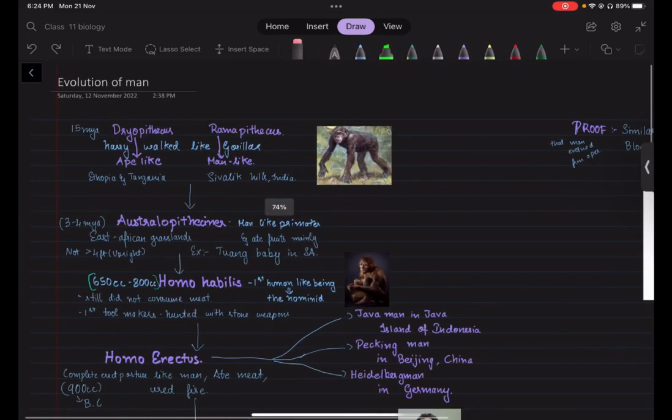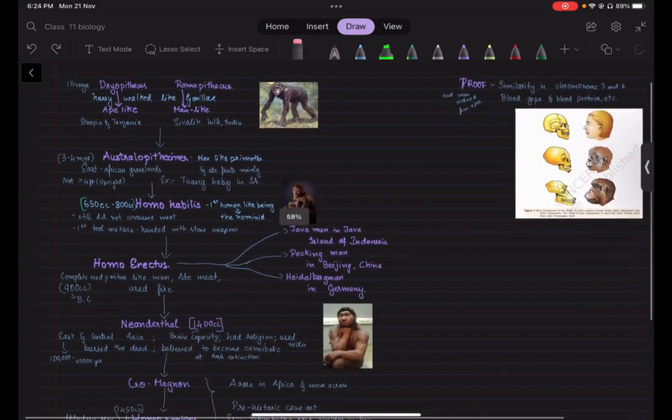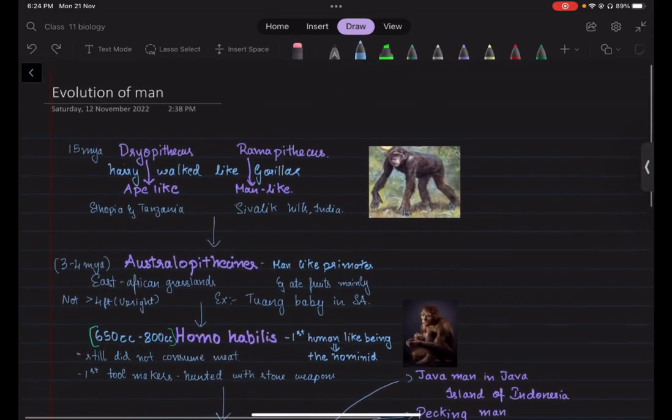So this was briefly about the evolution of man, and I hope you understood this topic.